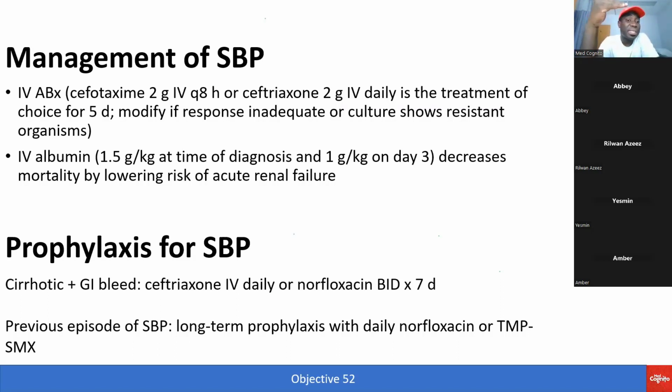And if the patient has cirrhosis with GI bleed, then you want to give IV ceftriaxone daily. But if the patient has a previous episode of spontaneous bacterial peritonitis, then you want to give prophylaxis daily like norfloxacin or trimethoprim-sulfamethoxazole. So learn how to deal with these things.